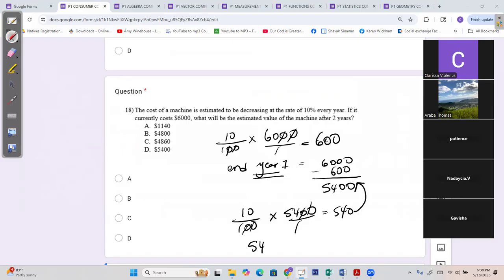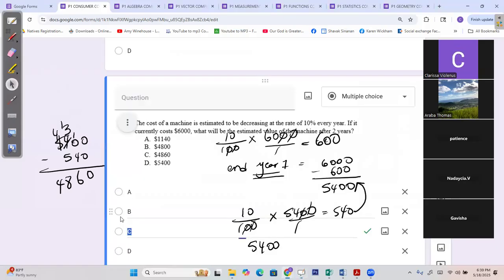5,400 minus 540. So we borrow, this will become a 3, this will become a 1. So this is 0, 6, borrow, 4, 3, 4. So that's the answer. The answer is C. Sorry. Everybody see how I did that?